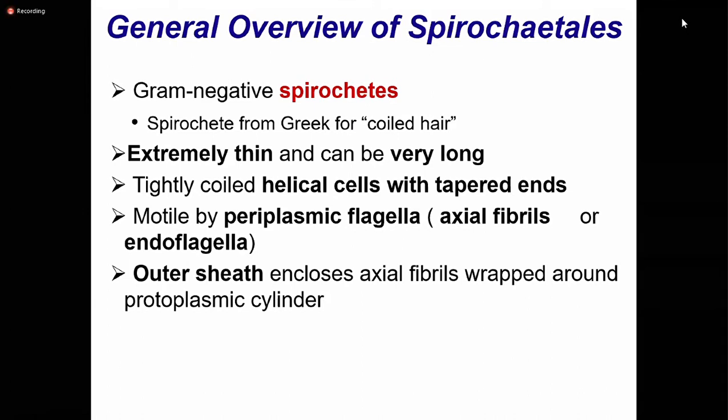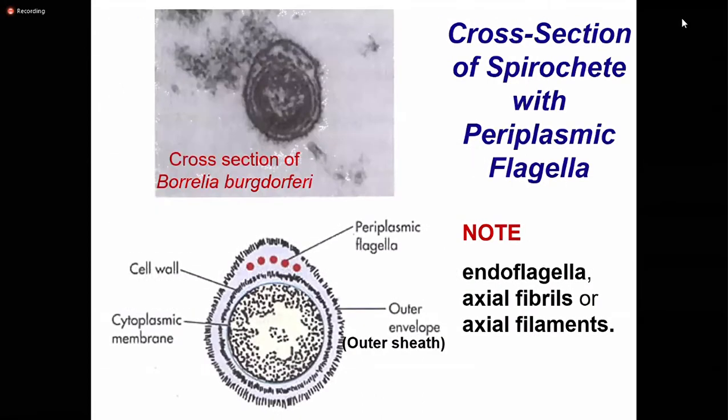We usually call it endoflagella. So these are the structures of the spirochetes itself. This is how it looks like. I don't want you to memorize that, but the message here is the presence of the endoflagella as a spiral form in case of spirochetes. This is the message from this slide.